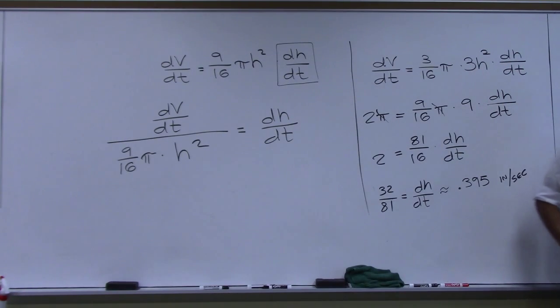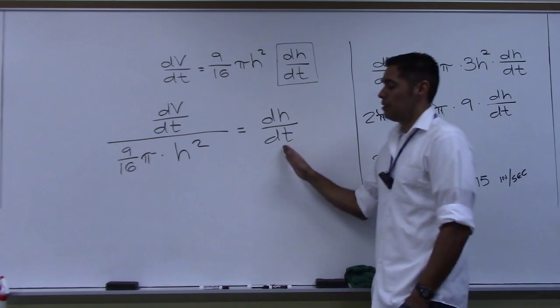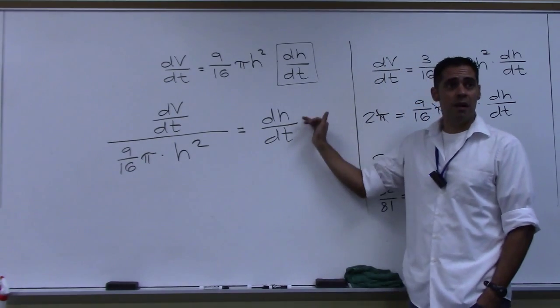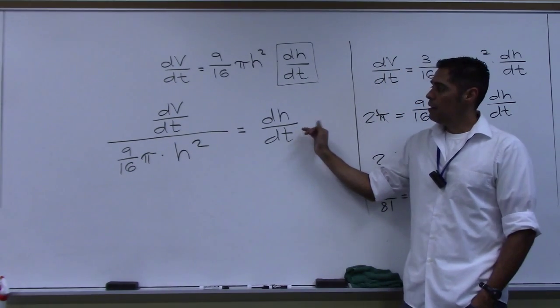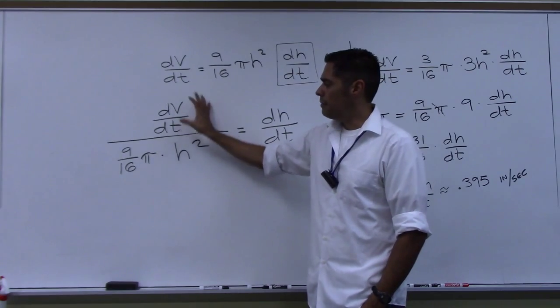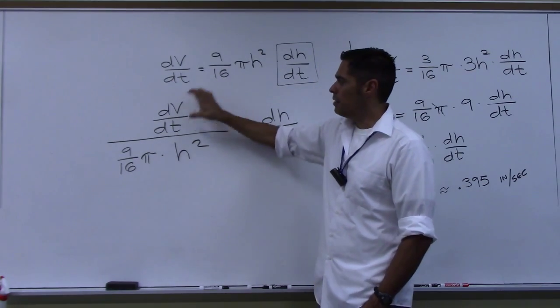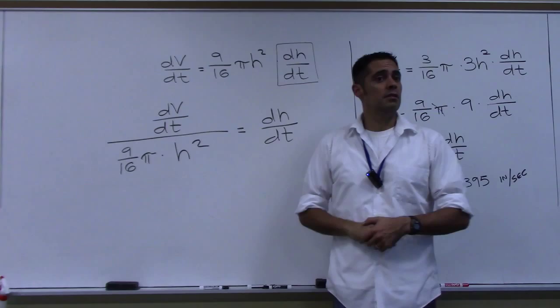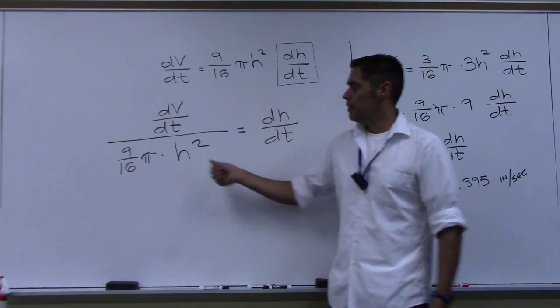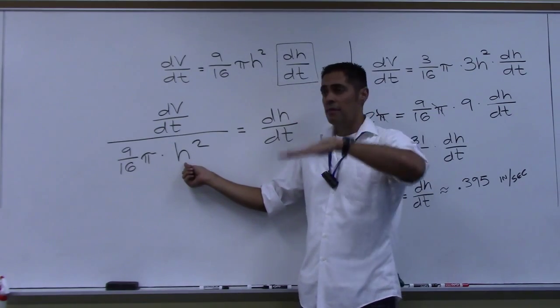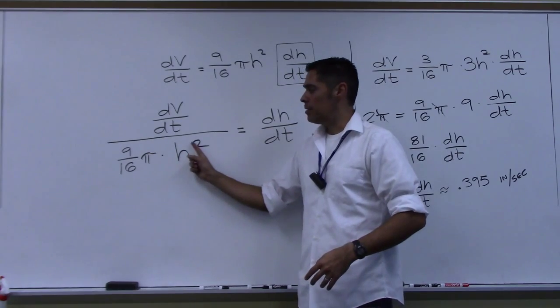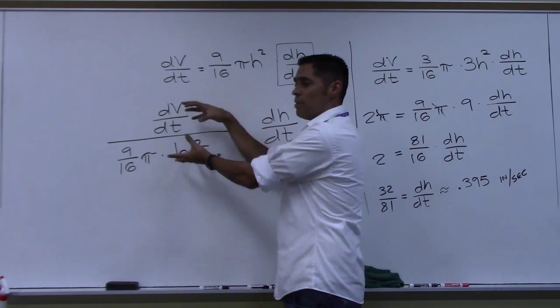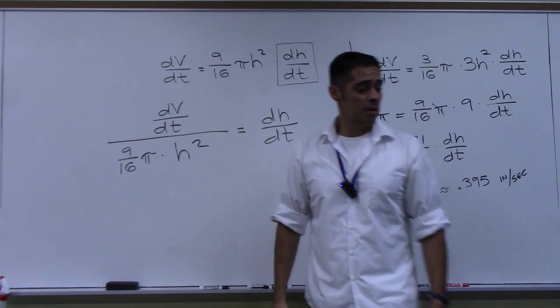You agree? Okay. Now, this is the rate at which the height of the water is coming up, right? Over here, I have some other relationships. If the volume coming in is constant, then the higher the water is, the bigger this number is, the smaller this ratio is. Do you agree with that?